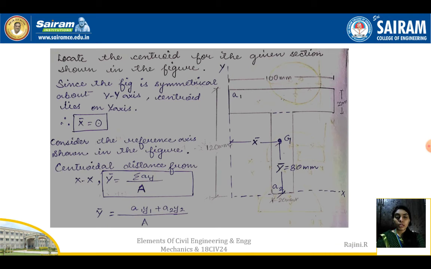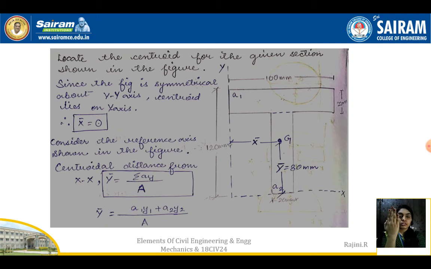Here you can see a simple section, that is a T section. It's looking like a T, right? Locate the centroid for the given section shown in the figure. I have already marked the answer, that is what is x bar and what is y bar. Before that, after seeing the problem, you have to see in which part the centroid lies.